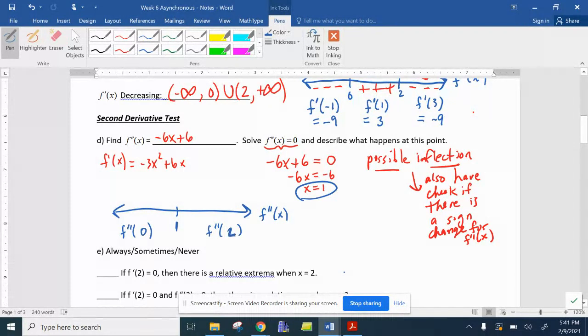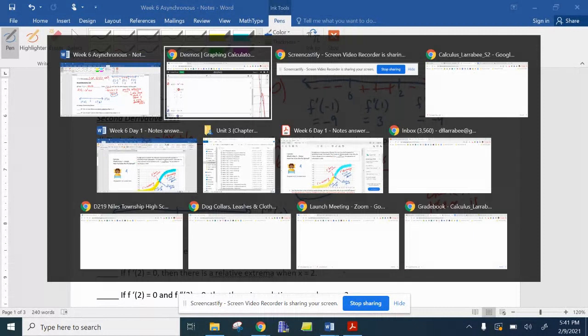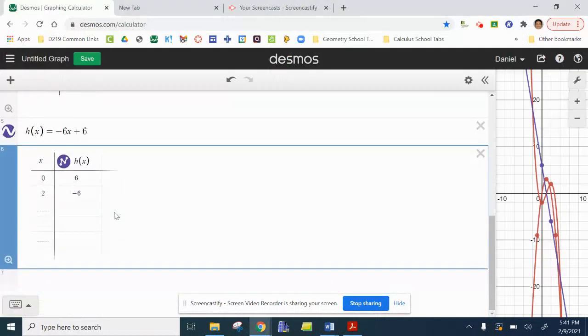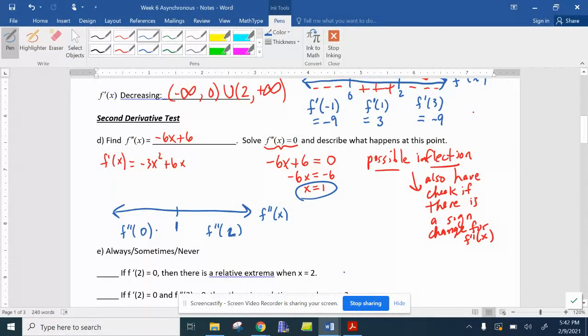And sure enough, I know it's easy to plug into the equation, but I use Desmos once again to save some time, especially for the video. So here is my second derivative. And I plug in 0 and I get 6, and I plug in 2 and I get negative 6. So this will be positive 6 and this will be negative 6. So here I have positive values, which means I'm going to be concave up, I'm going to be holding water, and concave down, I'll be dumping water. That's how I like to refer to it because that's what it looks like.